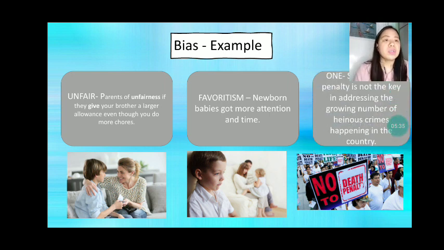Alright, so the next one is one-sided, wherein for them, for the rallies, death penalty is not the key in addressing the growing number of heinous crimes happening in the country. So in here, the rallies became one-sided in a way they believe that death penalty is not the answer for the increasing crimes in the country. Okay? So, for them, maybe lifetime in prison na lang. So, one-sided sila about the death penalty.